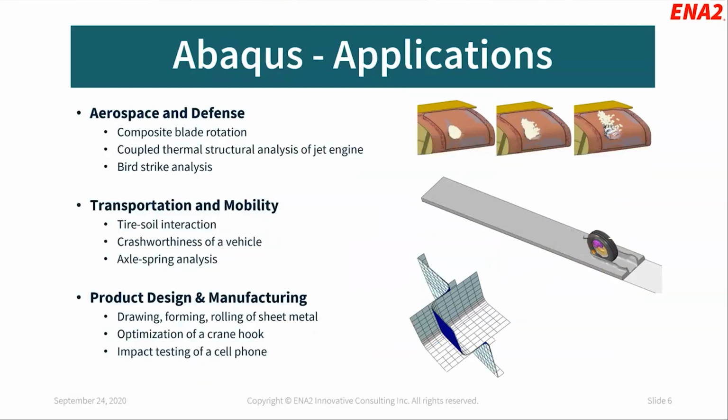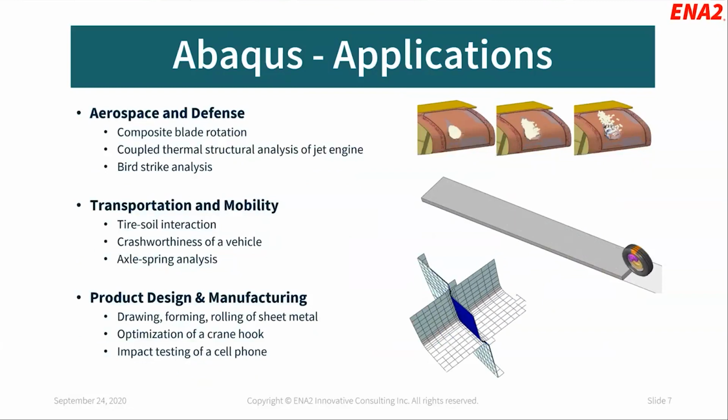For example, aerospace and defense is a major industry where you can use Abaqus. For example, if you wanted to model the rotation of a composite blade, or if you wanted to determine the thermal structural effects of a jet engine, or even the consequences of a bird strike on a component, like you see in the top picture.